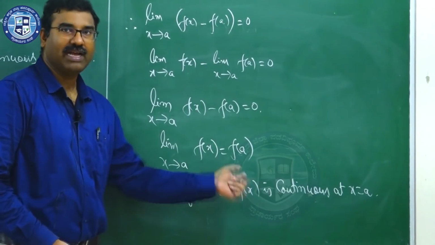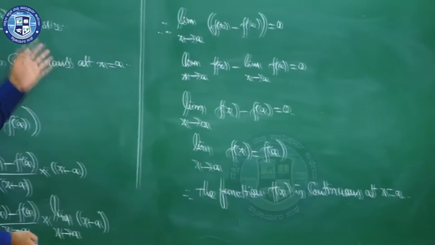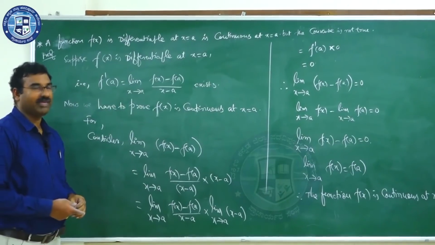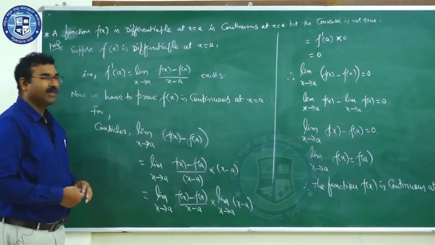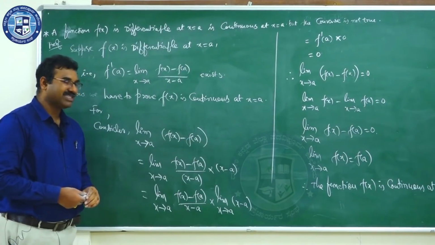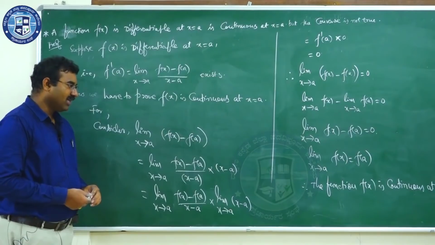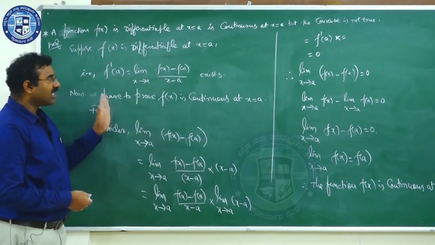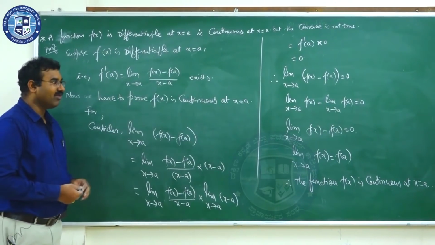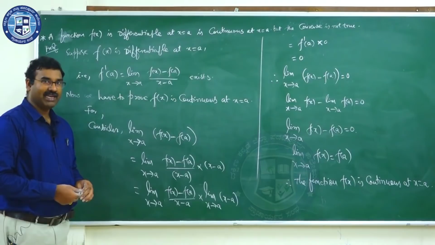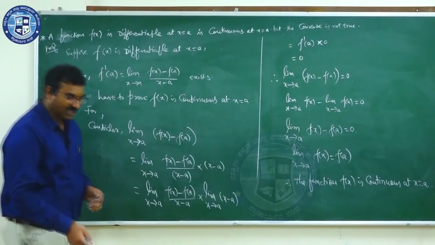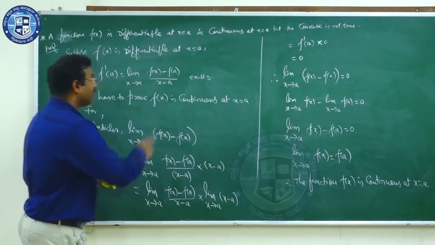What we have considered and what we have got now. We considered that f(x) is differentiable at x equal to a, and we were able to prove that f(x) is continuous at x equal to a. So the converse is not true. For that we will give one counter example, where a function is continuous but not differentiable. So see that now the converse is not true.